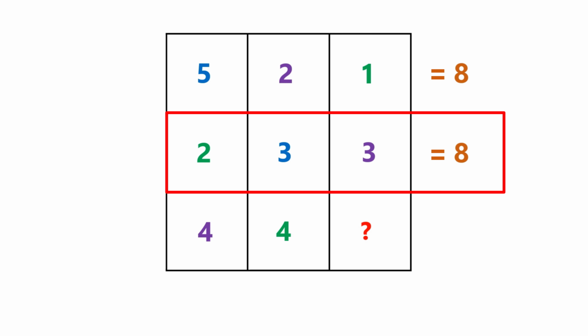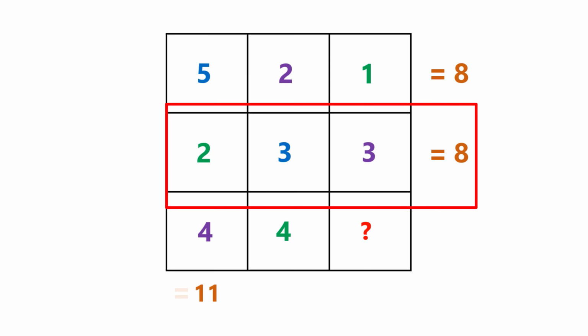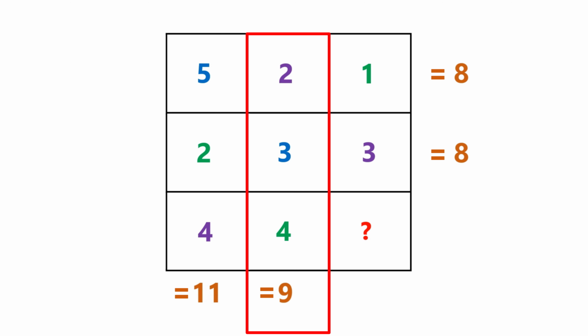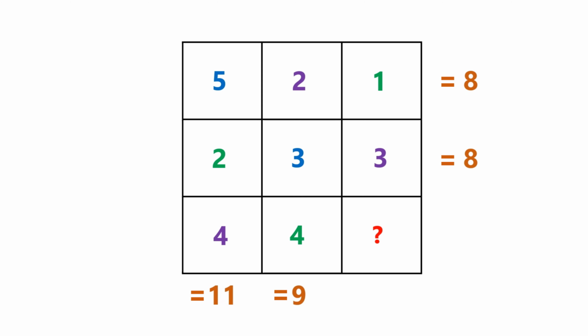Let's look if there is a pattern for the columns that have full sets of numbers. 5 plus 2 plus 4 equals 11. 2 plus 3 plus 4 equals 9. So there is no pattern. In this case, we can relatively simply use the pattern from the rows.